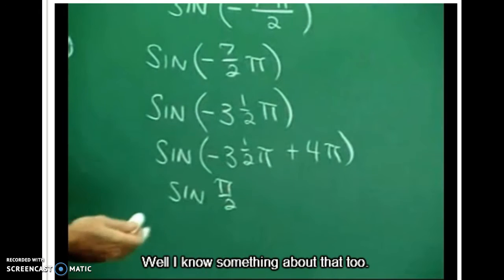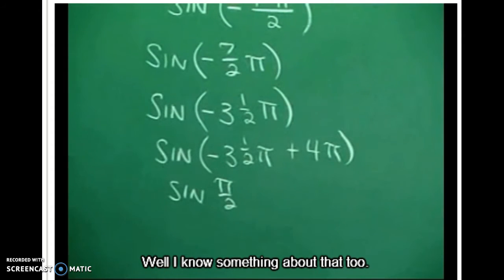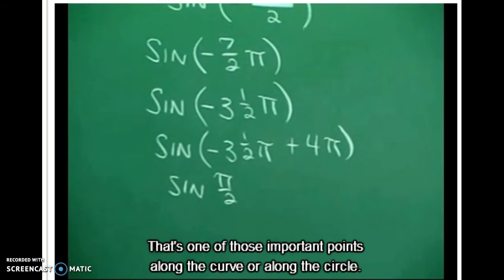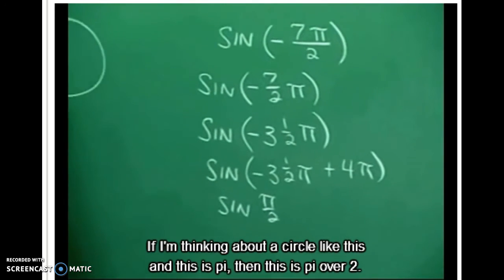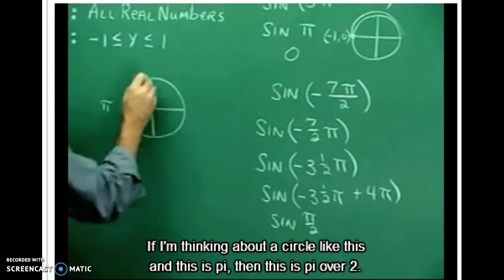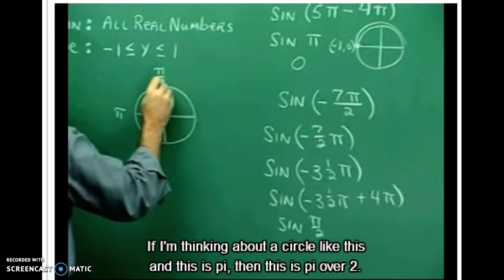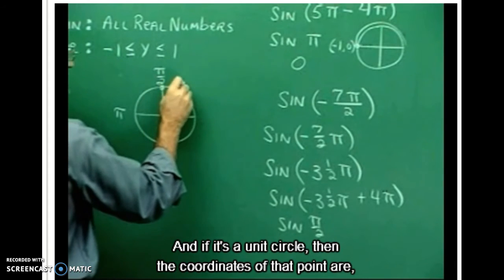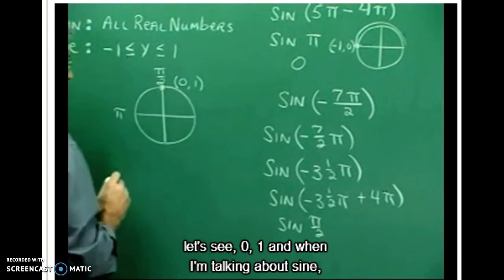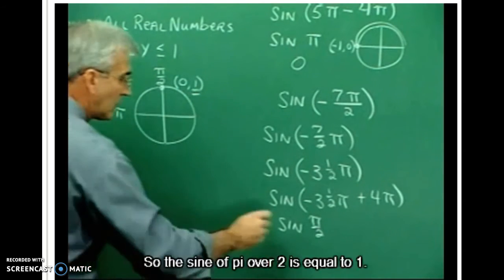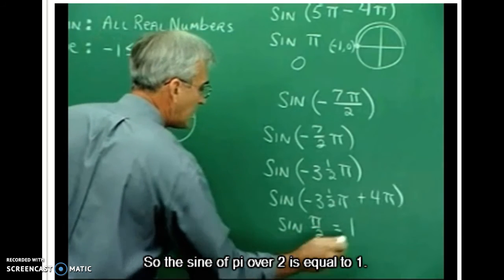Now, what is that? Well, I know something about that, too. That's one of those important points along the circle. If I'm thinking about the circle like this, and this is pi, then this is pi over 2. And if it's a unit circle, then the coordinates of that point are, let's see, (0, 1). And when I'm talking about sine, I'm talking about the y component, so the sine of pi over 2 is equal to 1.